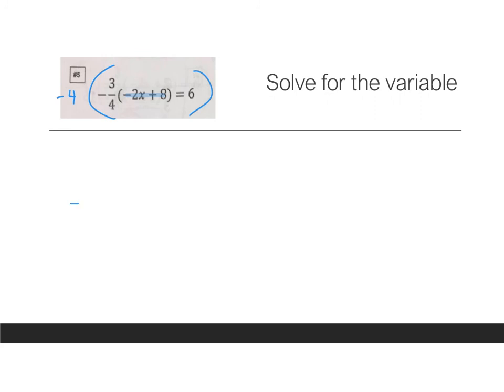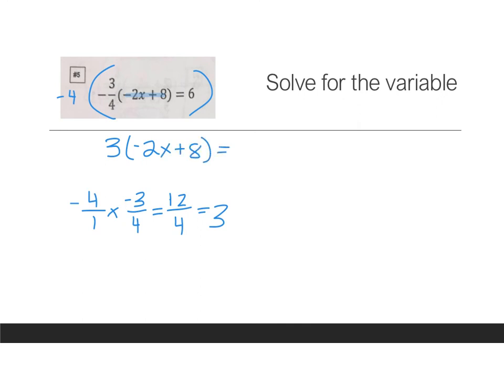So off to the side, I've got -4 over 1 times -3 over 4, which is going to give me positive 12 over 4, which gives me 3. So I'm just left with a positive 3 on the outside of my parentheses, so minus 2x plus 8 equals, and then I'm going to multiply 6 by -4 as well, which is going to give me -24. So be careful there with the negative, but we definitely want to get rid of it because it just makes our life a whole lot easier.